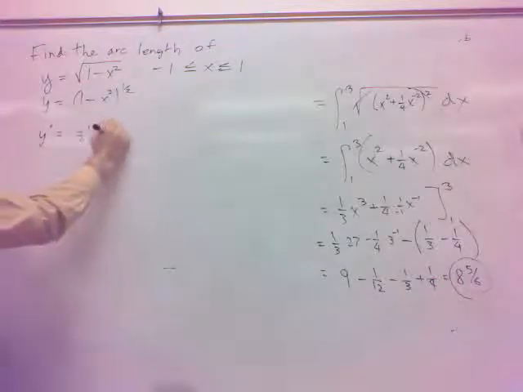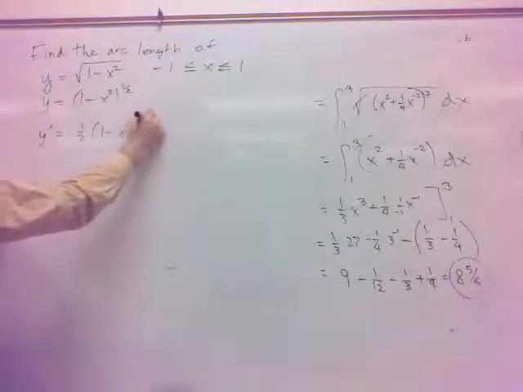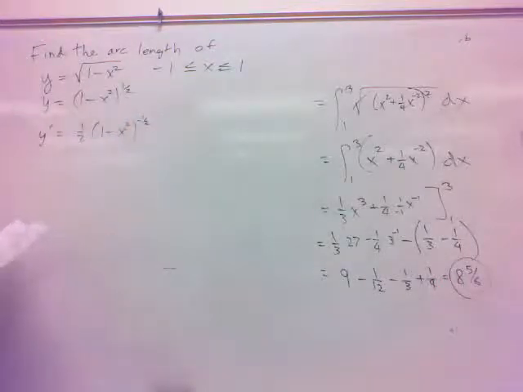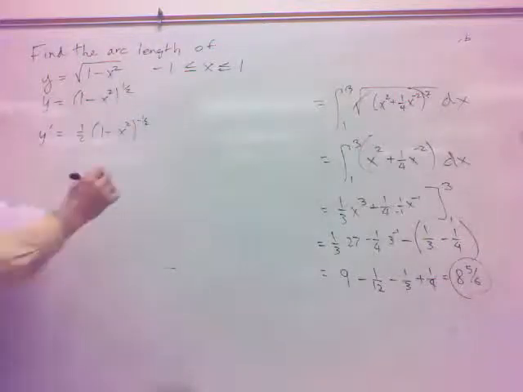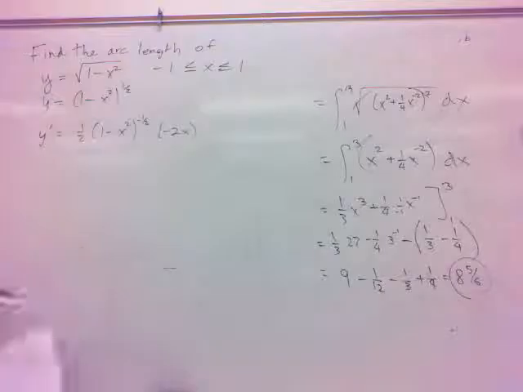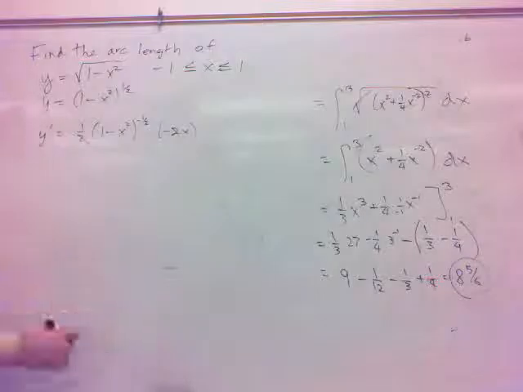1/2, 1 minus x squared to the minus 1/2. But there's more. What more do I have there? Times negative 2x, because chain rule. Good thing about that is the 2's cancel.